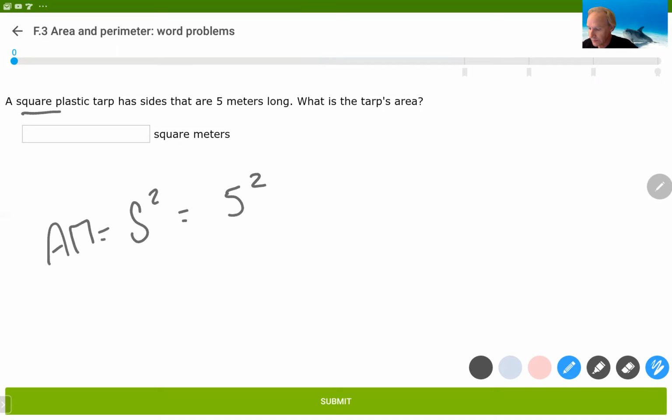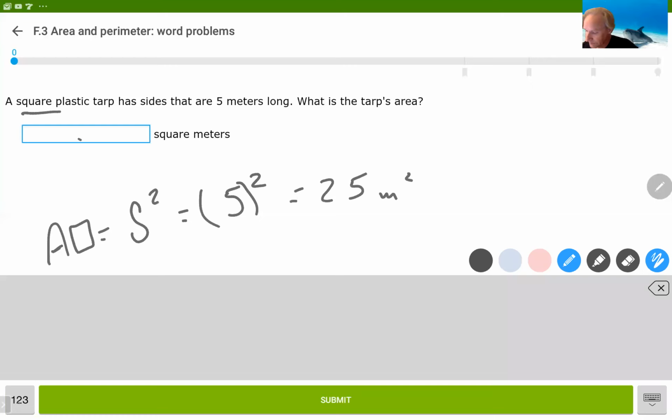So it's 5 meters long, and 5 squared is how we find the area of a square. Normally I would draw a diagram and write a formula and substitute inside parentheses and simplify and solve, but there's not a whole lot to do. So this is 25 meters squared.